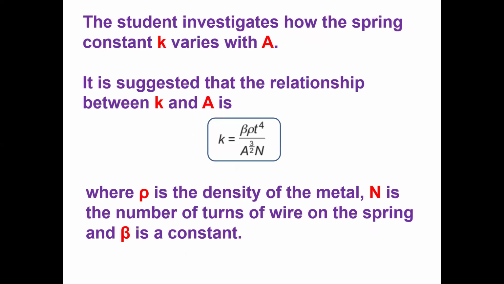The student investigates how the spring constant K varies with area A. It is suggested that the relationship between K and A is this formula: K is equal to beta rho T^4 A^(3/2) over N, where rho is the density of the metal, N is the number of turns of the wire on the spring, and beta is a constant. Now read this page again and try to memorize it.